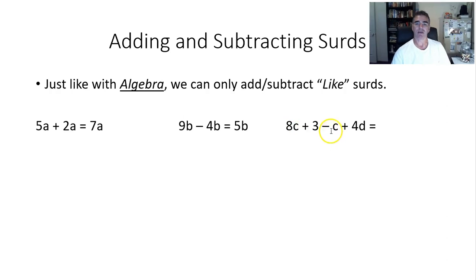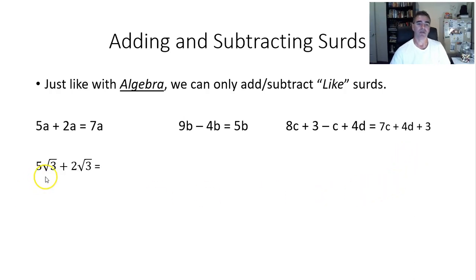Here are our like terms. The others are not. So 8c minus c is 7c. Then we've still got our 4d and we've still got our plus 3. They're not like terms, so we can't add them. The same type of thing applies with surds.